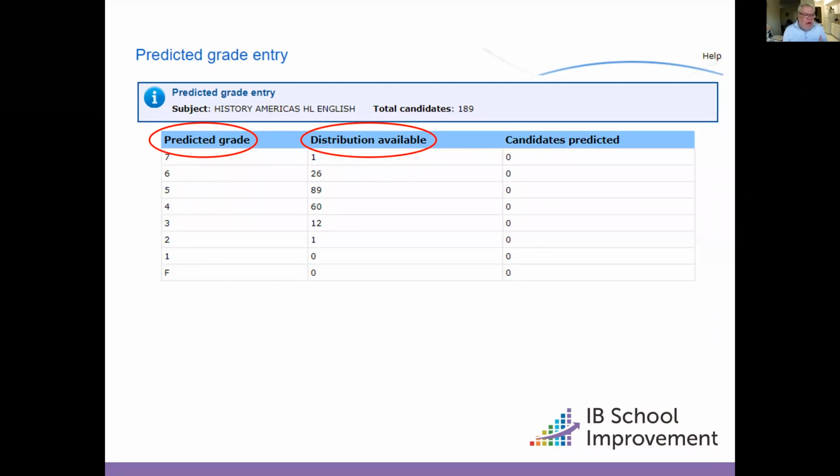Now, there's one other bit of good news that comes out of this. If you predict a student at, say, a 4, IB will award that student the top end of that band. So if you predict a kid as 4, they get the highest 4, and then that is averaged in with their internal assessment score, and that's how they'll get their grade. But that is if you're not giving exams.